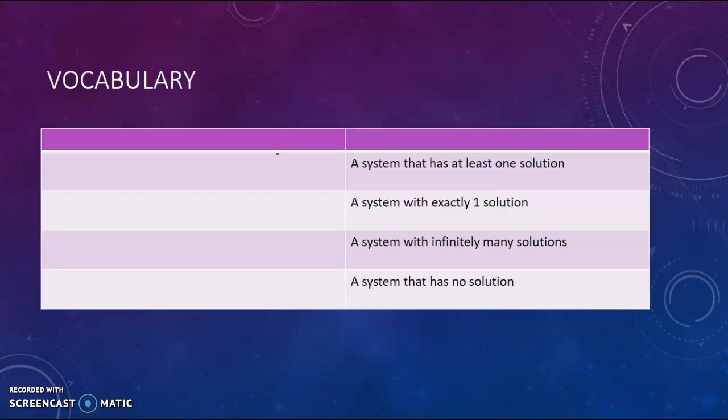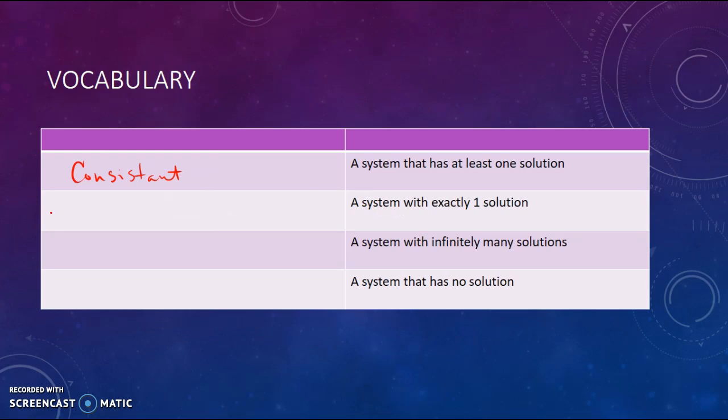Alright, so in this video we're going to talk about the different types of systems and the various different answers you can get. So a system that has at least one solution is a consistent system. So consistent would be any system that has at least one solution.